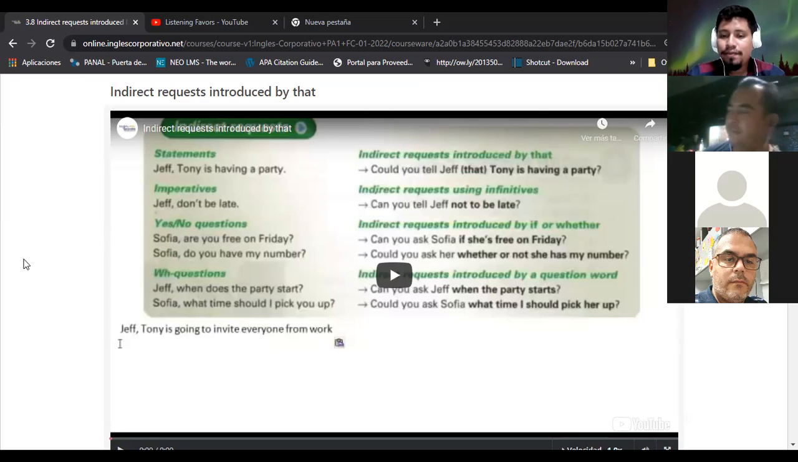Could you ask Jeff when the party starts? We are asking, in this case, for information, but we want to know that information through someone else. Lo que sucede con estas preguntas es que nosotros estamos queriendo solicitar información de cualquier cosa, dependiendo la pregunta que queramos hacer, pero no de forma directa con la persona, sino que lo queremos hacer a través de alguien más. En esa estructura es la que vamos a utilizar cuando lo queramos hacer por medio de otra persona.